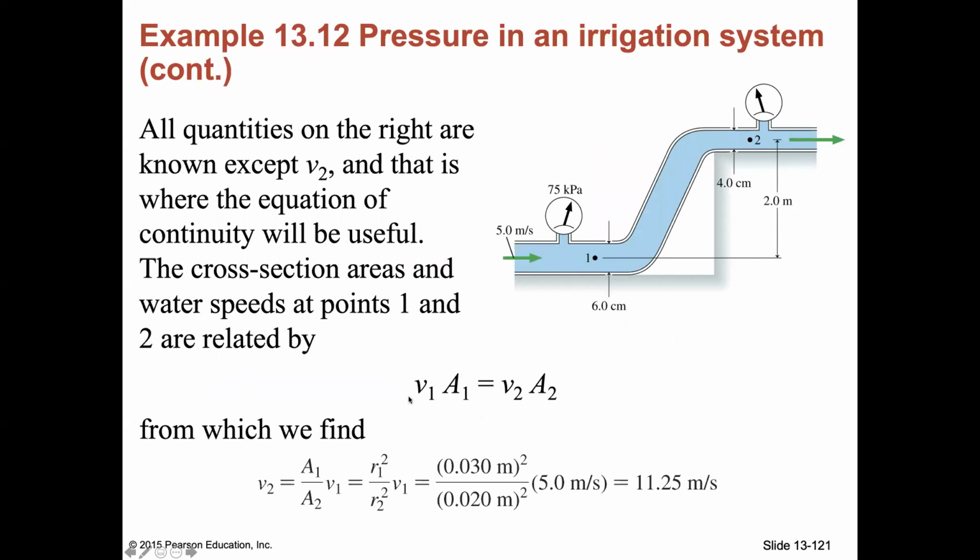Okay, first of all, we use the equation of continuity to calculate the velocity. V1A1 equals V2A2. We know A1, we know A2, we know V1. The only thing we don't know is V2. Then we use this equation to do the calculation, and you get the number for V2.